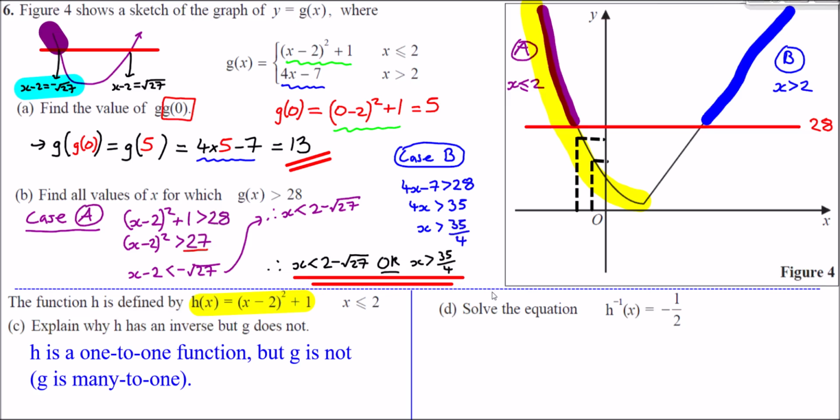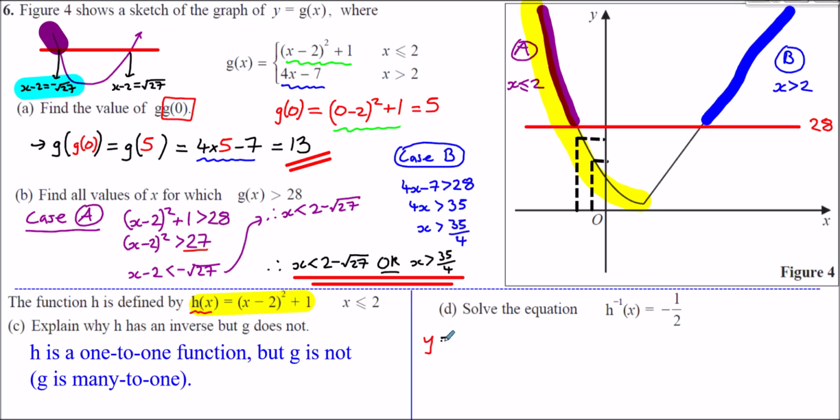Finally, for part D, we need to solve this equation, h minus 1 of x, which means the inverse function, equals minus 1/2. So what we need to do here, first of all, is just to rewrite h of x and get x to be the subject. So I'm going to call h of x y for simplicity, and get x as the subject instead of y.